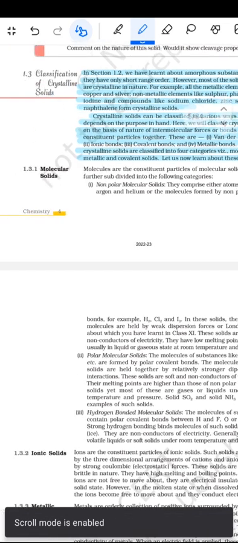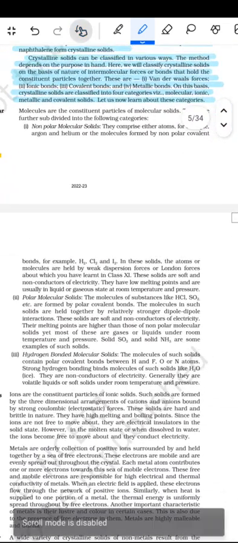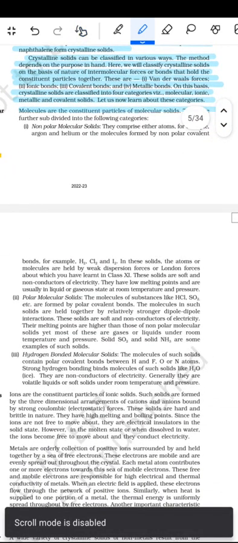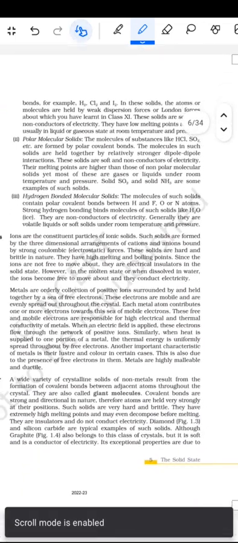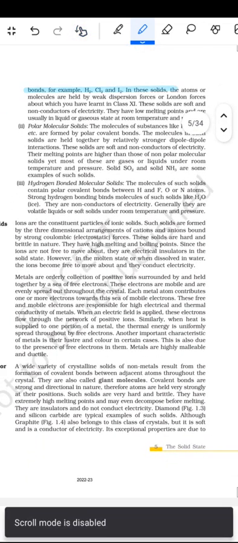तो molecular solids क्या होते हैं? तो molecules are the constituent particles of the molecular solids. These are further subdivided into following subcategories. Non-polar molecular solids, so they are comprised either of atoms, for example argon and helium, or the molecules formed by the non-polar covalent bonds, for example H2, Cl2 and I2.